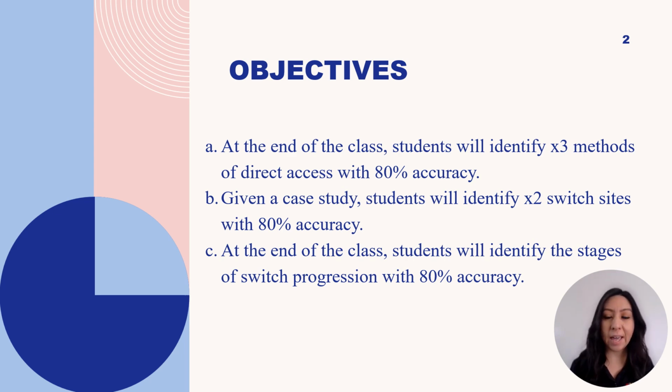So we're going to start off by going over today's objectives. By the end of the class, students will identify 3 methods of direct access with 80% accuracy. Given a case study, students will identify 2 switch sites with 80% accuracy. And at the end of the class, students will identify the stages of switch progression with 80% accuracy.